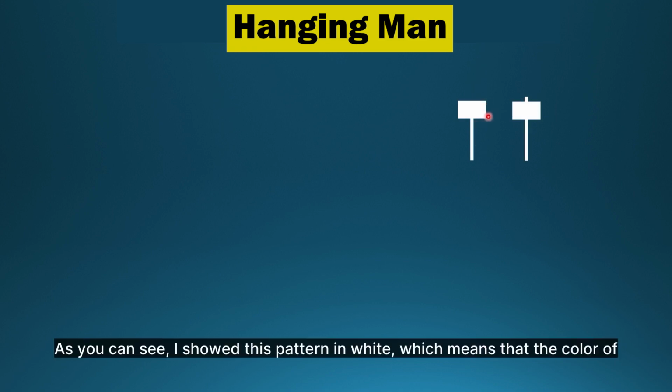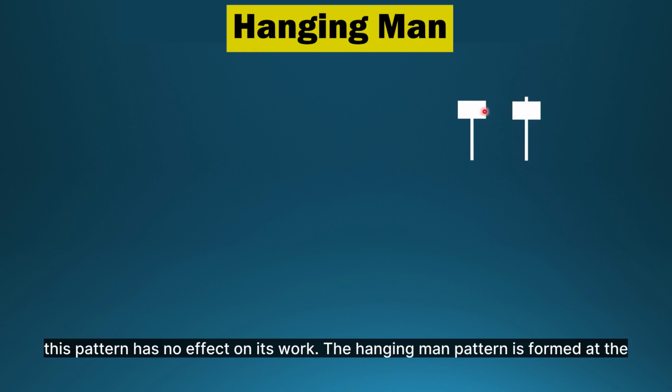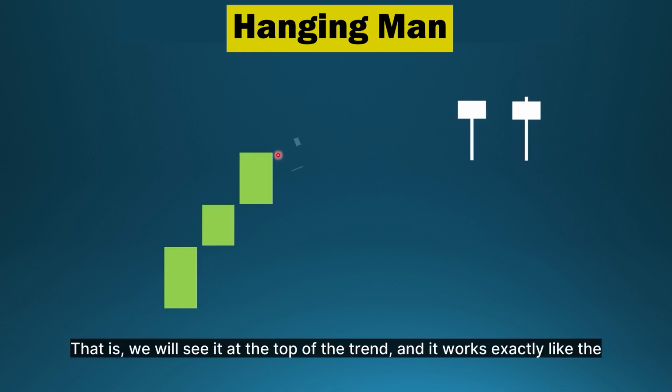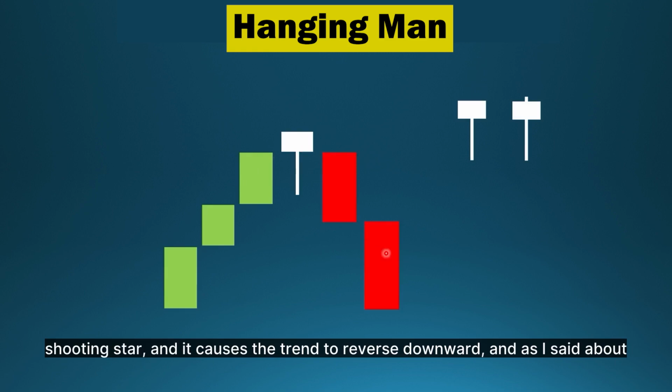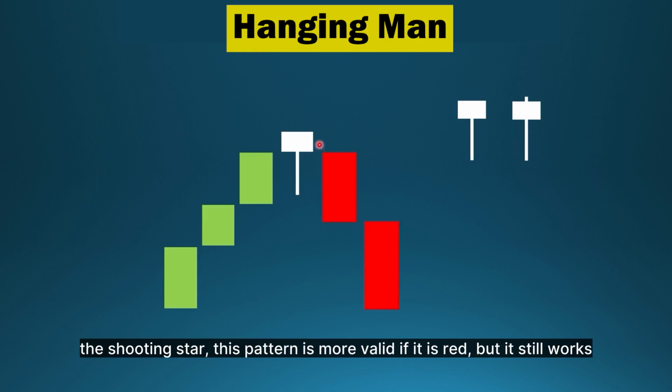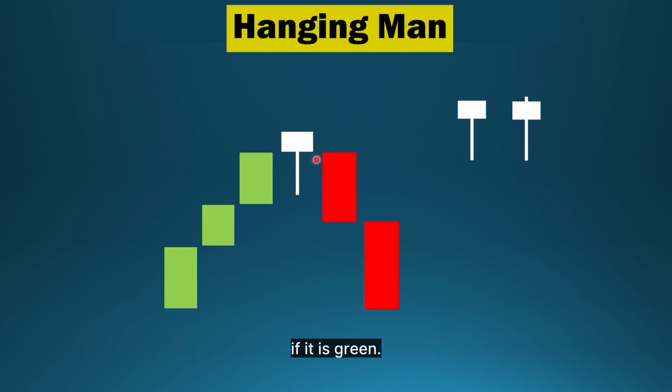As you can see, I showed this pattern in white, which means that the color of this pattern has no effect on its work. The hanging man pattern is formed at the end of an uptrend. That is, we will see it at the top of the trend, and it works exactly like the shooting star, and it causes the trend to reverse downward. And as I said about the shooting star, this pattern is more valid if it is red, but it still works if it is green.